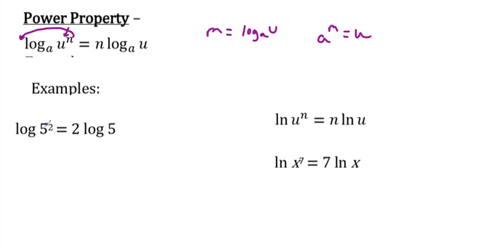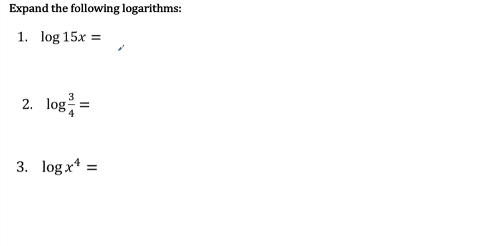So here's an example. I have this raised to the second power here, so this 2 would come right to the front. This n would come right to the front, and so on. This 7 would come right to the front. So let's go ahead and play around with what we're going to do. And this is expanding logs.